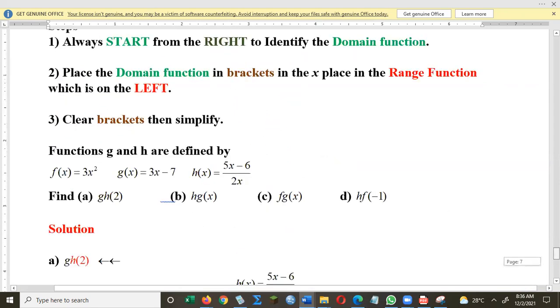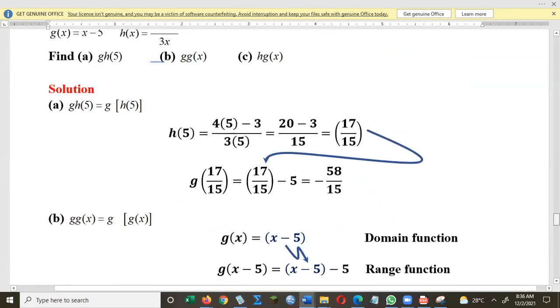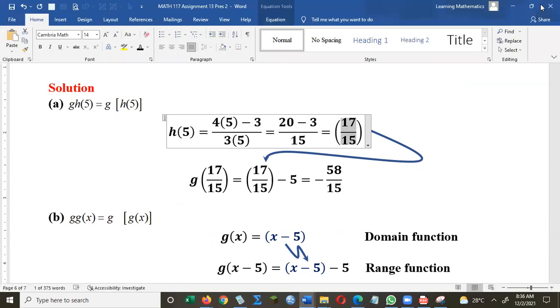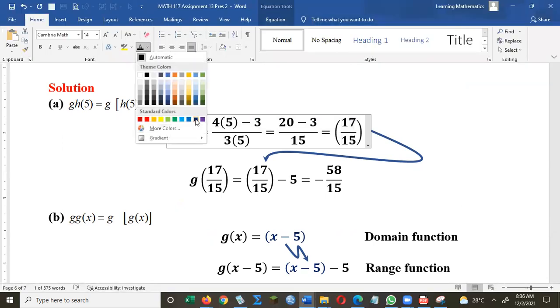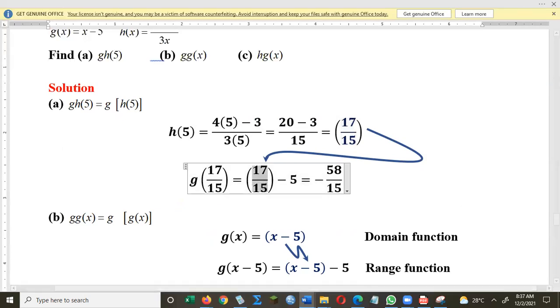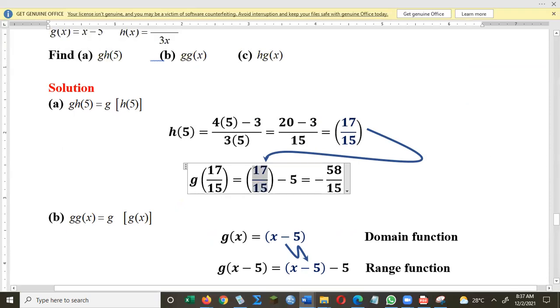So what is basically being said, in a nutshell, just like how we did the object, would you remember after we found that number, the domain function, in that case it was 17 over 15. What did we do with 17 over 15? We substituted into G. Could you remember we found H of 5? H of 5 gives us what? 17 over 15. And what did we do with the 17 over 15? We substituted into G. Okay? And here it is, we substituted into G. So that's what we have to do with the 1. The 1 we found. Okay, you see that 1 we found there?